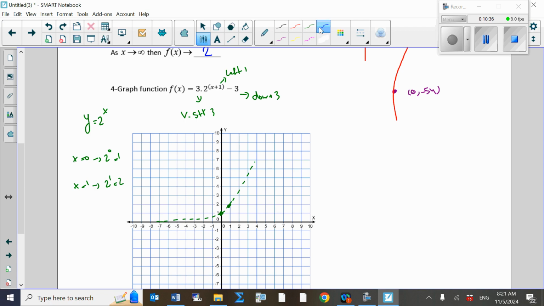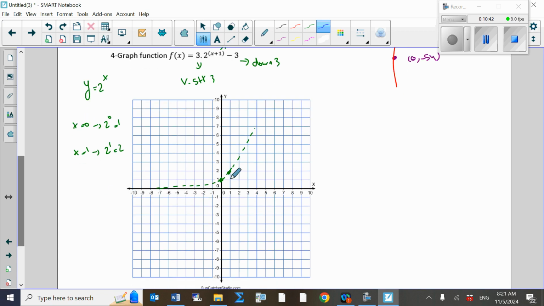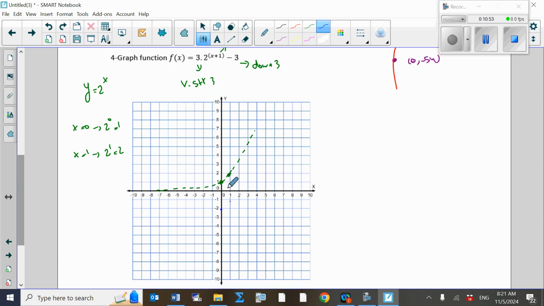Okay, so now I'm going to start graphing my function. First, the points should be moved down 3. So these 2 points are moved down 3: 1, 2, 3, 1, 2, 3 down here. Then it should be moved left 1. So these 2 points move left 1 and left 1. So far, I just applied the left and down.